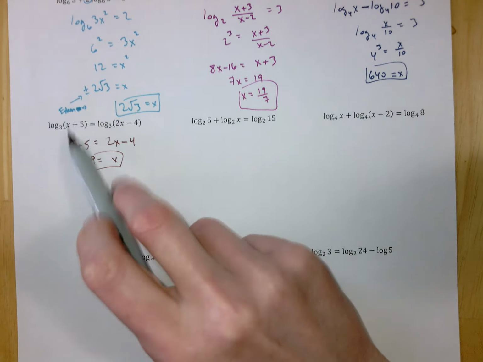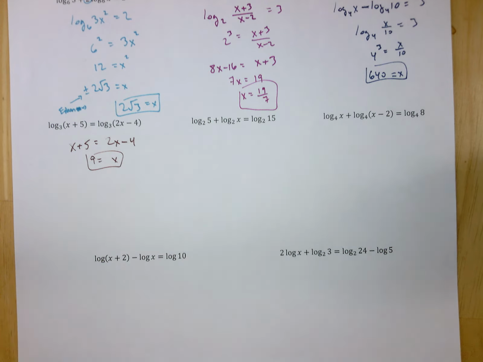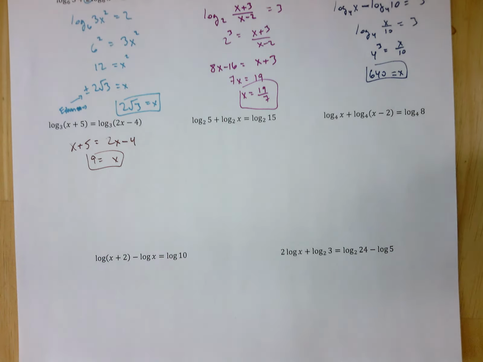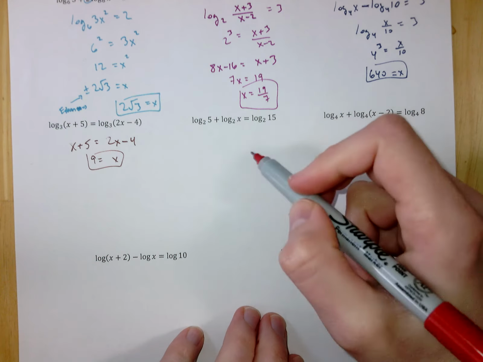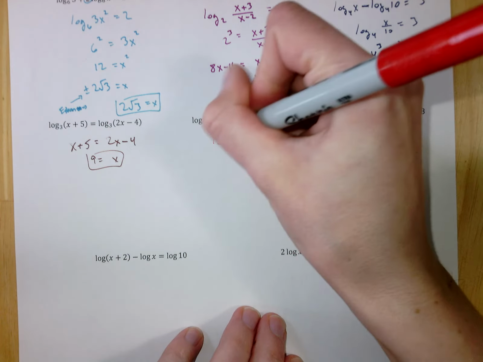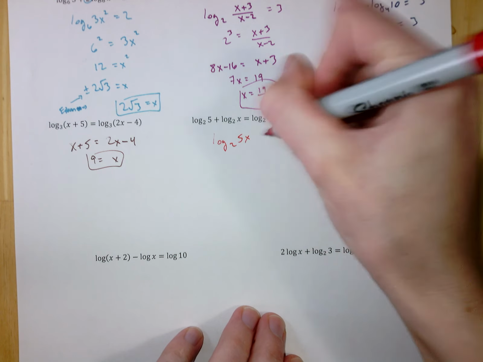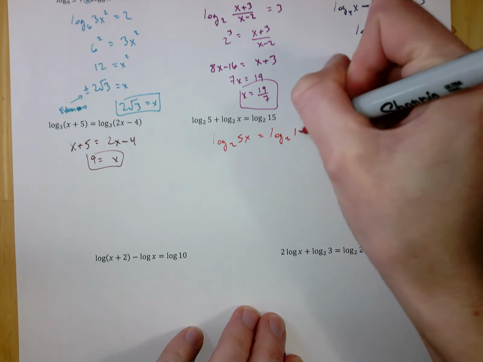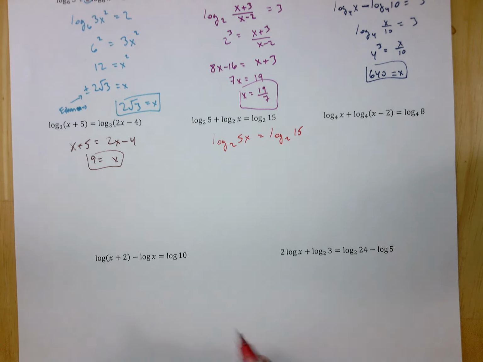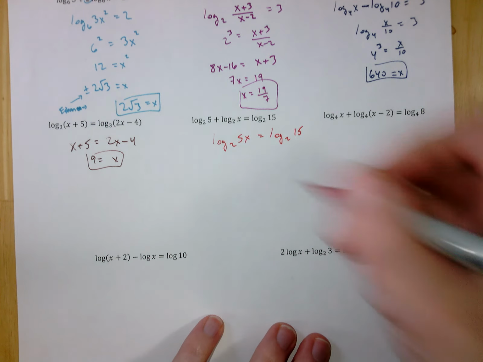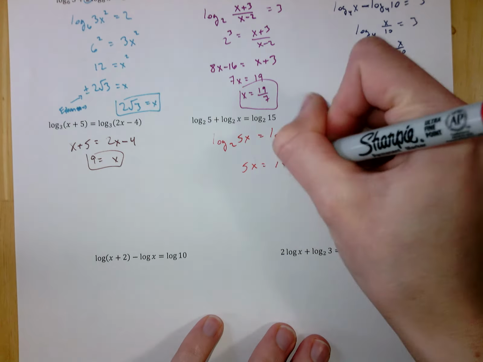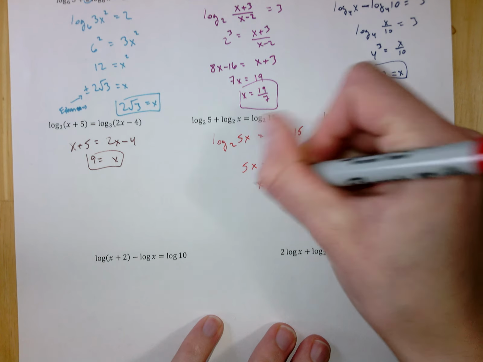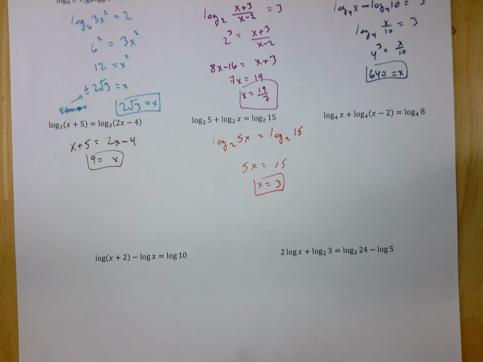Okay, I just did a quick check to make sure I'm going to get something positive for both of those, which I am, so that's cool. All right, this one, I've got 3 logs. So what I'm going to do is combine these together. They're all the same base number. So I'm going to combine those together and make this log base 2 of 5x equals log base 2 of 15. And now I've just got 1 log on each side, same base number. So 5x has to equal 15. And there we go. It's really nice when that happens.